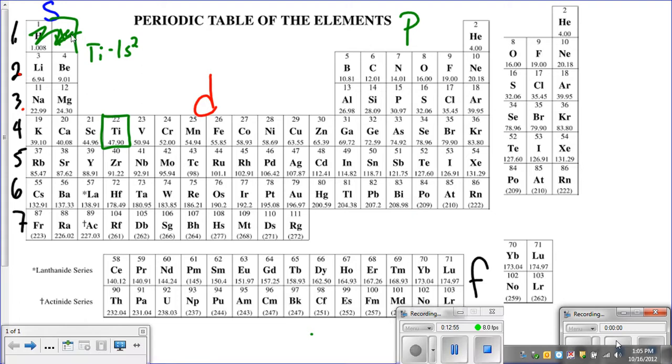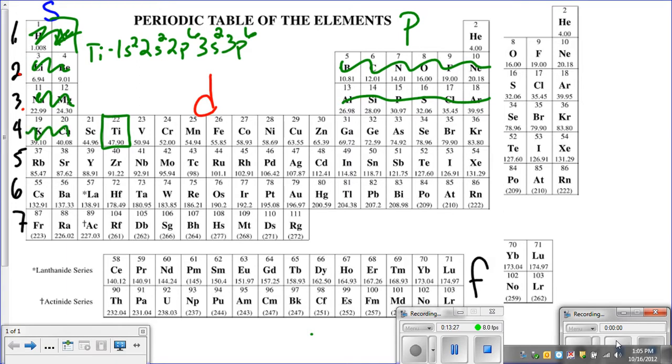Now, once I reach a noble gas, I can move down. So now I'm in 2s, and I'm going to move over 2 spaces to close those out. Moving over, I'm over here now. This is 2p. Close out 6 spaces. I'm over here. This is 3s. Move over 2 spaces. 3s2. 3p. 6 spaces. 4s. Move over 2 spaces.